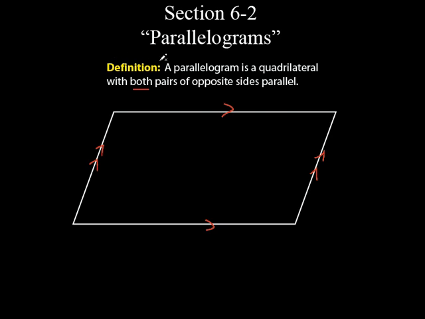But the definition, so I put it in a different color right there, the definition of a parallelogram is a quadrilateral, four sides, where both pairs of opposite sides are parallel. Not just one pair. That's something else. We'll talk about that in another section. But both pairs. These two are opposite, they're parallel. These two are opposite, they're parallel. That's the definition of a parallelogram.